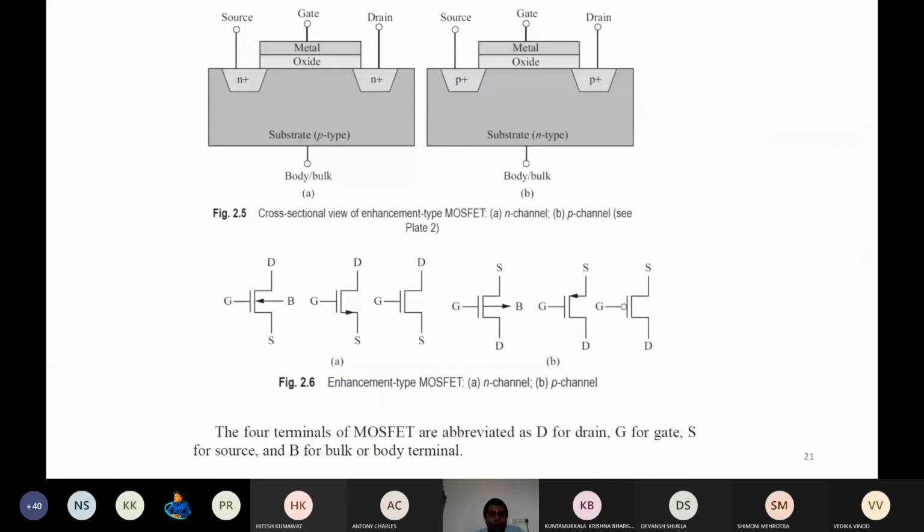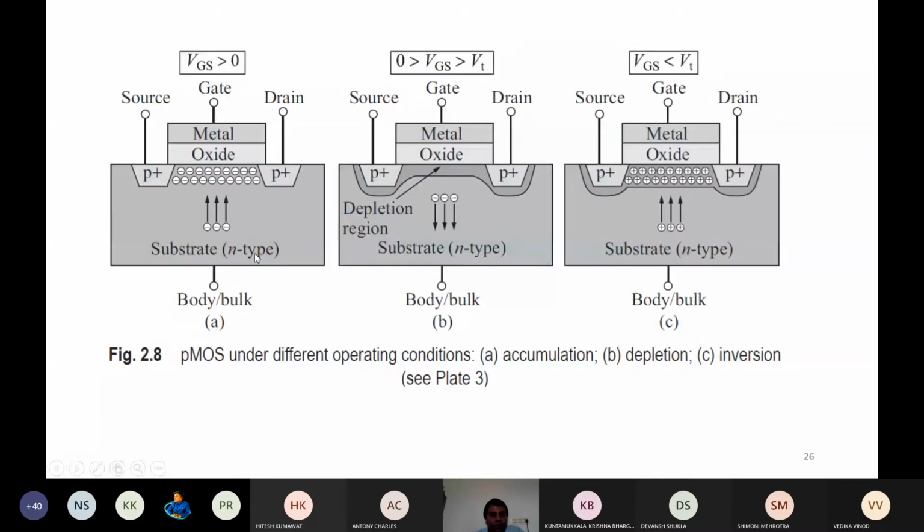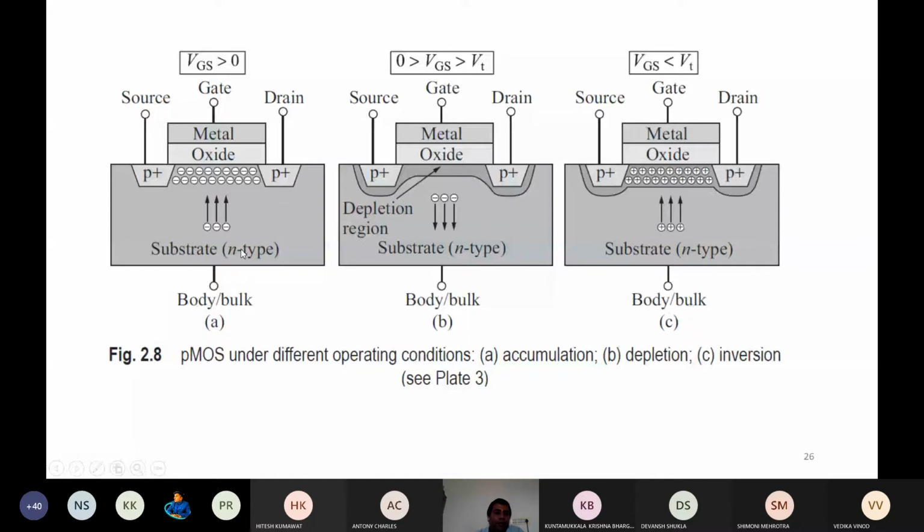MOS transistor operation basics we have already discussed. NMOS we have discussed, and also PMOS. For PMOS, an N-type substrate is taken, then a P plus diffusion is created for the source, a P plus diffusion is created for the drain, then oxide, then metal, and we bias the gate in the opposite direction.